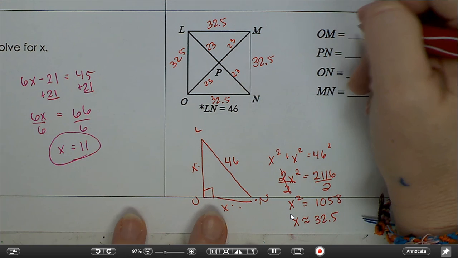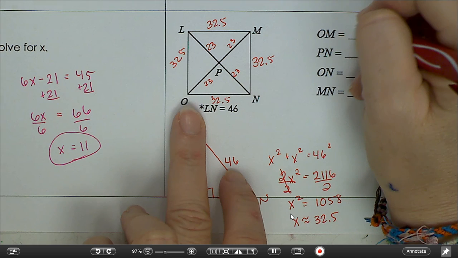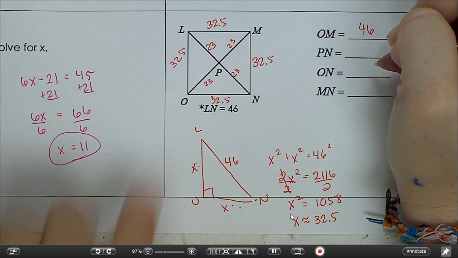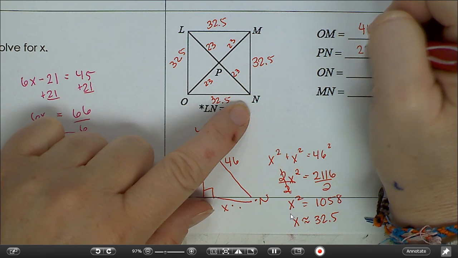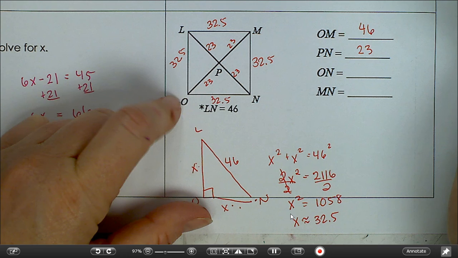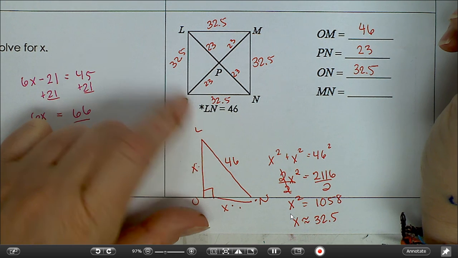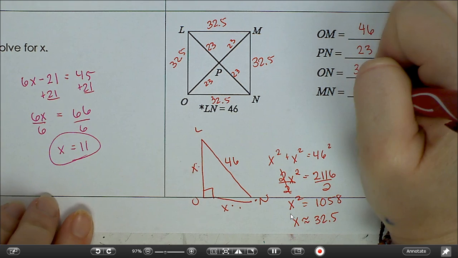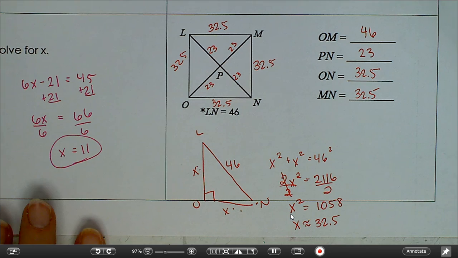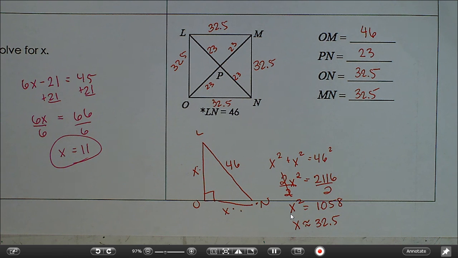Let's see. OM would be 46 also. PN, 23 because it was bisected. ON, 32.5. And MN also 32.5. Okay. All right, I hope that kind of got you started. Good luck on the square problems on the worksheet.